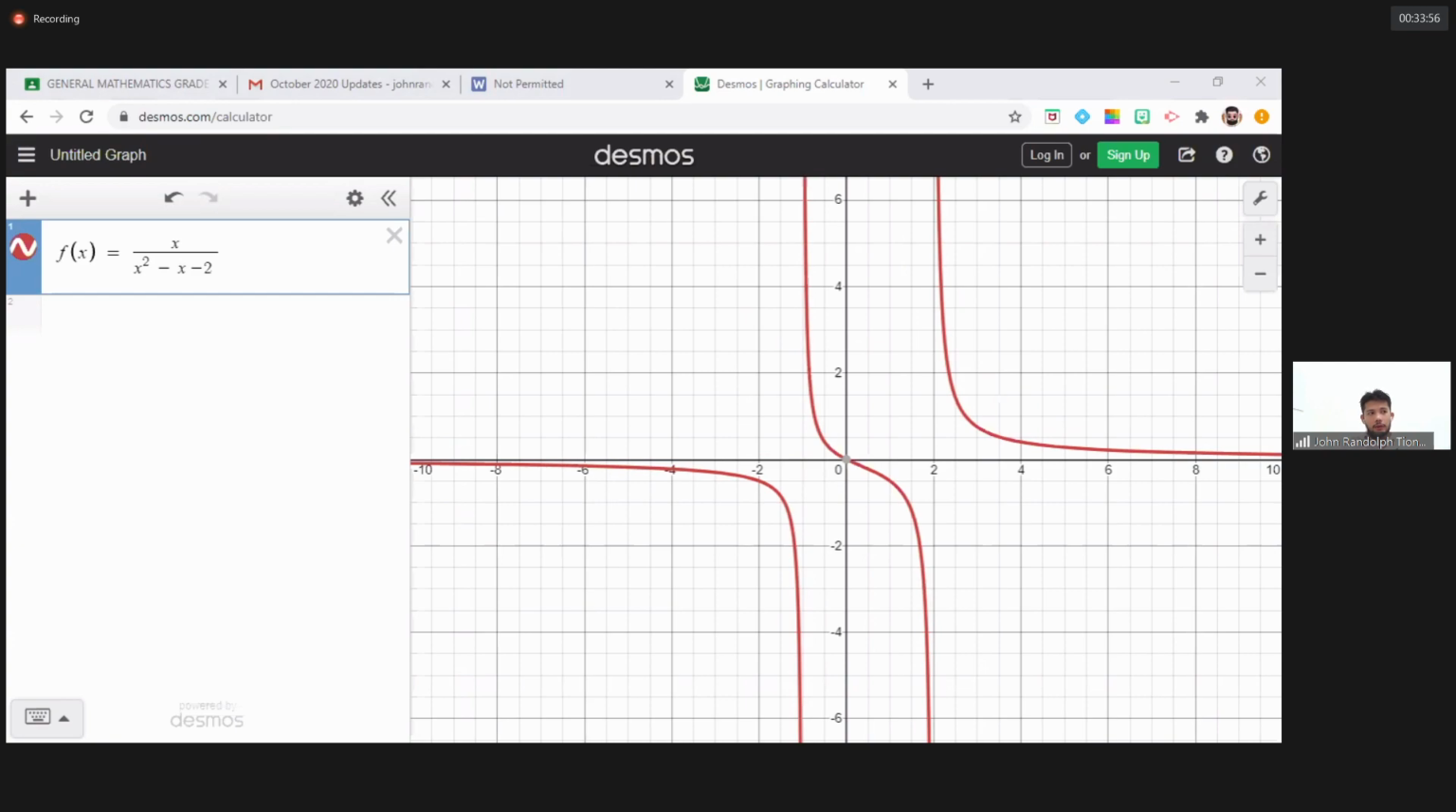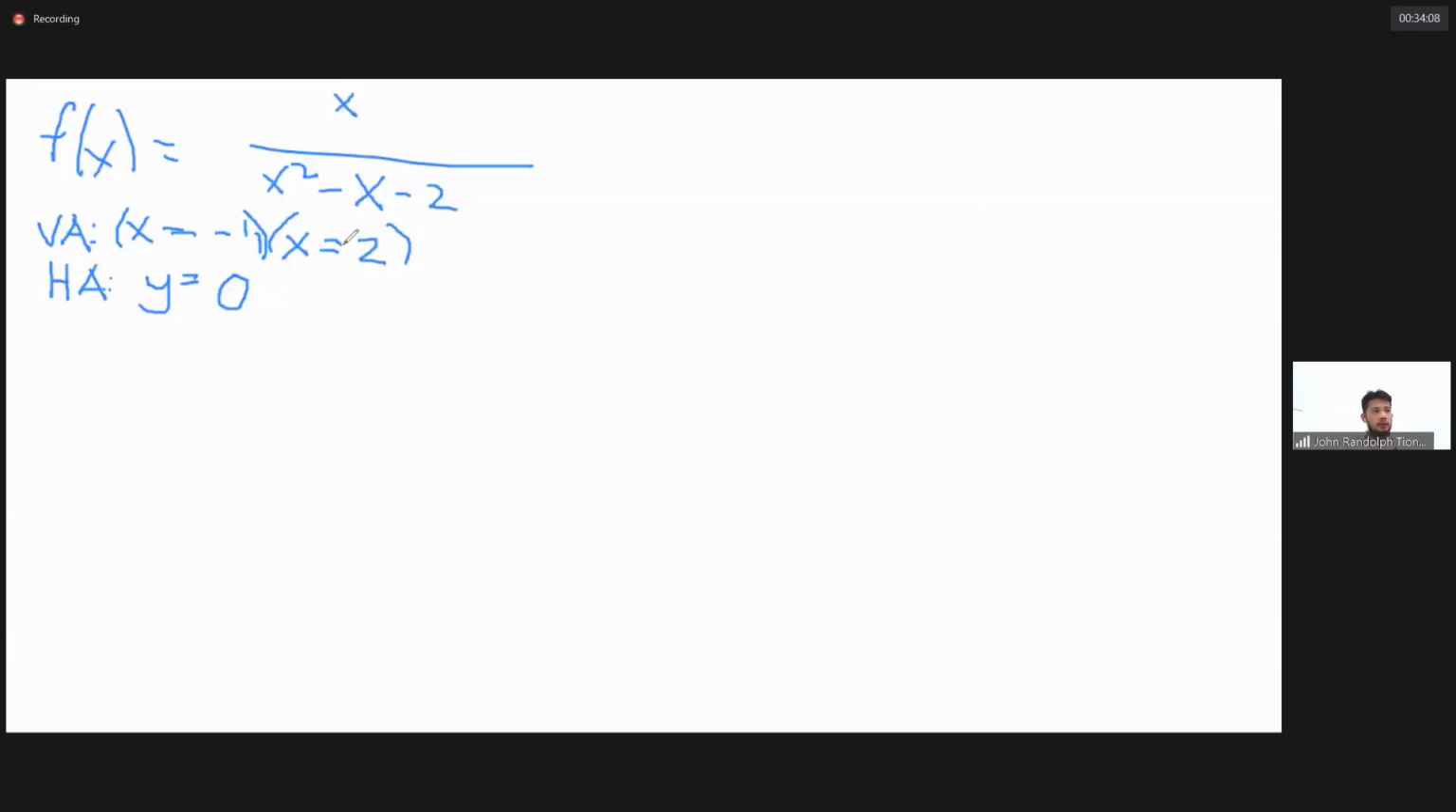Pwedeng isang table yung gagawin mo dyan, pero ang kukunin mo rin na values is in between doon sa, di ba meron kang dalawang vertical asymptotes. So, ang mga values na kukunin mo is in between, to the left of -1, in between na -1 and 2, at saka to the right ng +2.